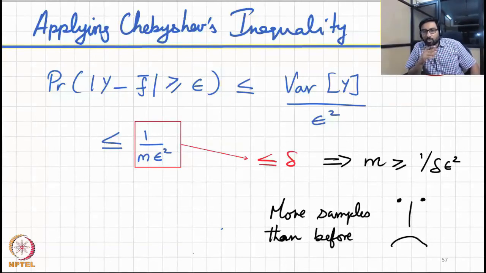And if you recall, that's more samples than the approach that we took earlier using Chernoff bounds. In the Chernoff bounds approach, we only needed big omega of 1 over epsilon squared times log 1 over delta. But here the log is replaced by just 1 over delta. So that seems like a bit of negative news.